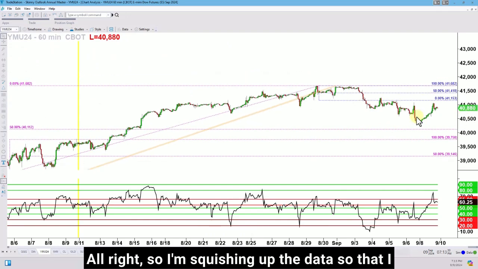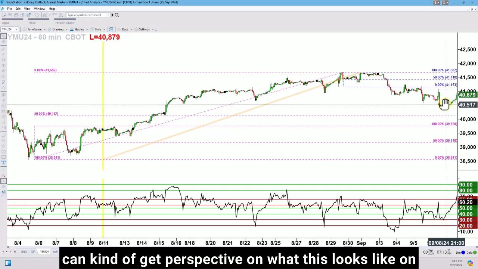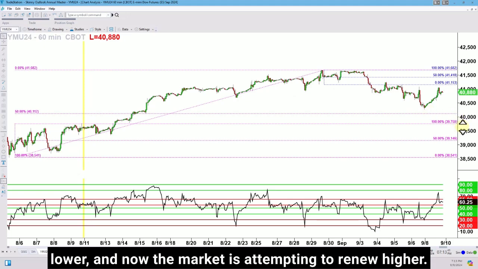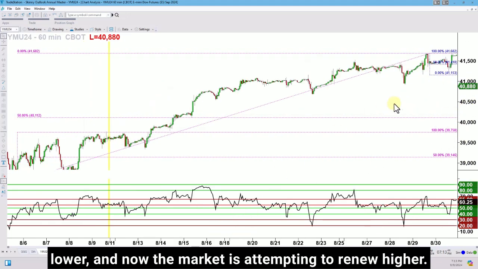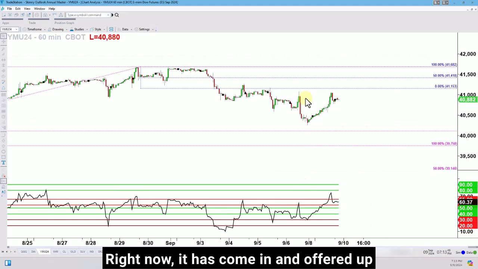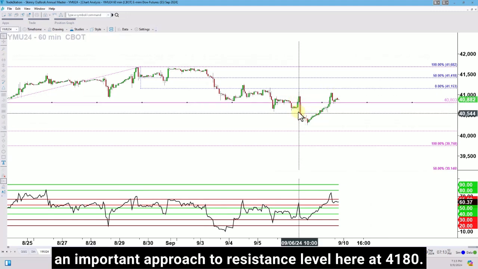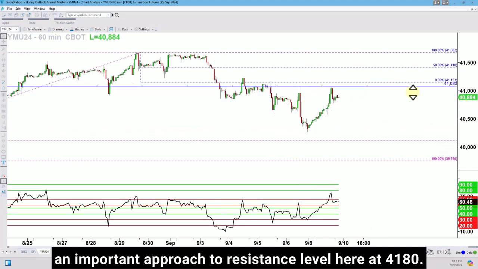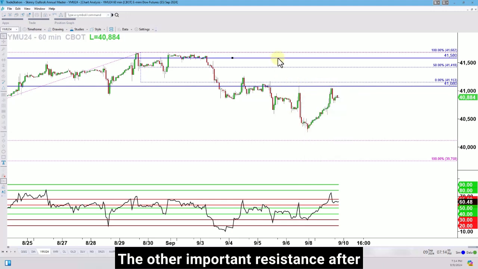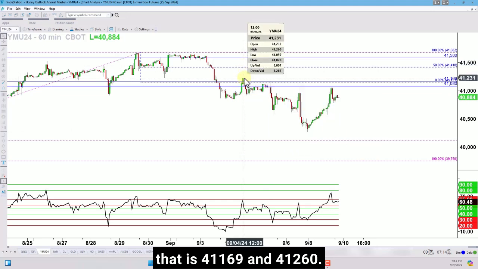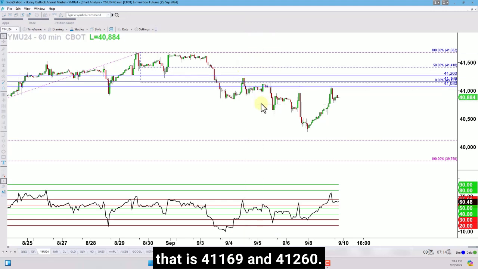So I'm squishing up the data so that I can get perspective on what this looks like on a 60-minute chart versus the previous daily chart. So we had that run up, we had the correction lower, and now the market is attempting to renew higher. Right now, it has come in and offered up an important approach to resistance level here at 41,080. The other important resistance after that is 41,169 and 41,260.